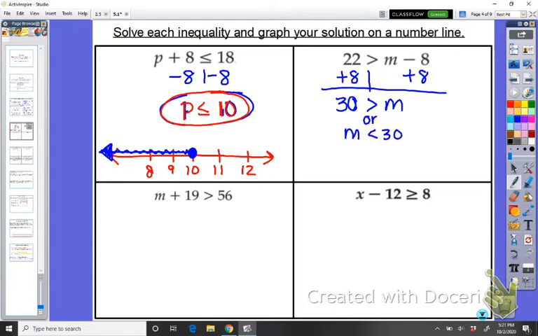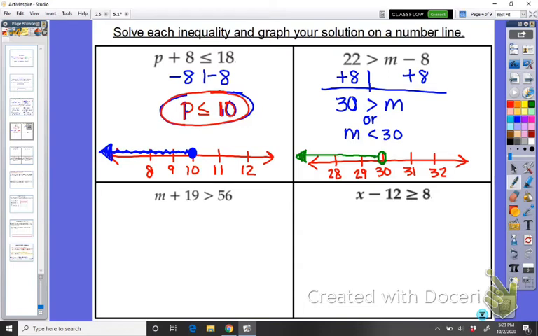So again, we're going to graph this. I'm going to make a number line. I have to put 30 somewhere on it, so let's put it in the middle. Put 31 and 32 to the right, 29 and 28 to the left. And let's look at this solution now. So m represents any number that is smaller than 30, but not equal to 30. So you need an open circle this time on 30, but still pointing down to the left. Anything on that side would be less than 30.